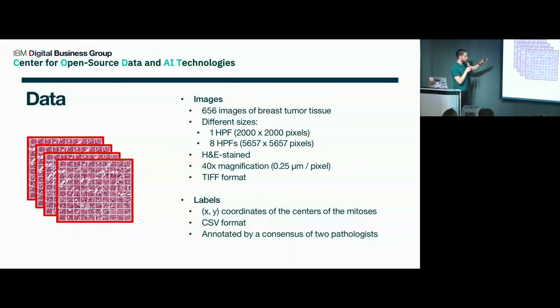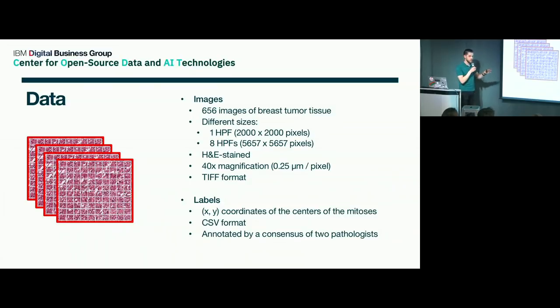And label-wise, if we have this big piece of tissue, we'll have a CSV file with XY coordinates of the centers of each mitosis. So there could be one, many, or none in a given image, and we'll have those coordinates just of the center. There exists other data sets that have the entire mitosis segmented, but for this particular one, we have the center.